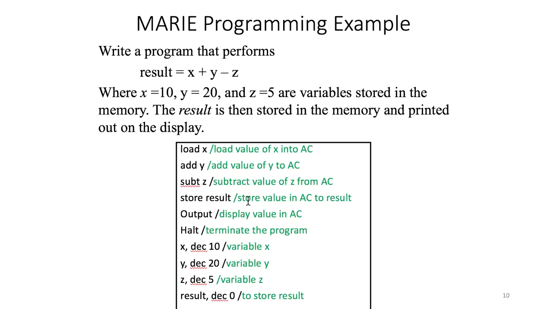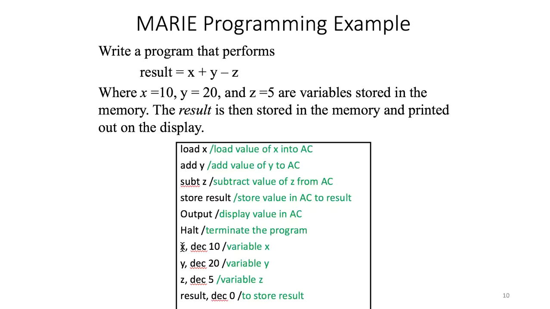And then we perform store result. It means the value currently in the AC will be stored to the variable result, and then we output. This means display the value in the AC, and we have halt, which terminates the program we are running.